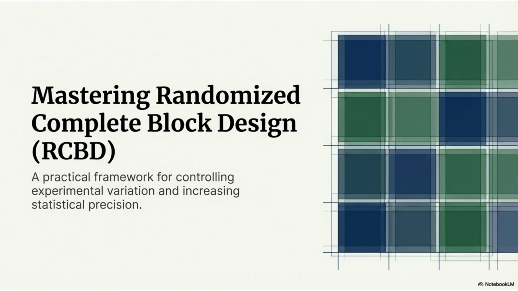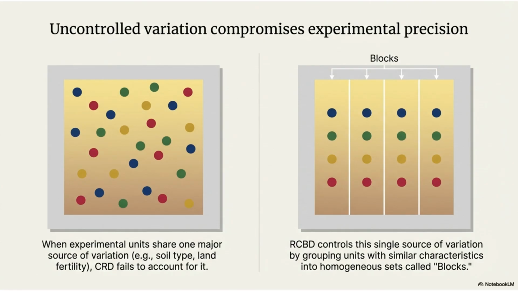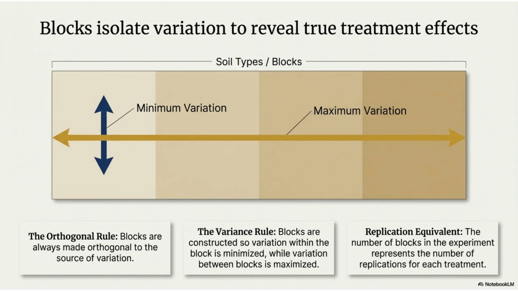This video will explore a practical framework for controlling experimental variation and increasing statistical precision. Uncontrolled variation compromises experimental precision. RCBD groups units with similar characteristics into homogeneous sets called blocks to control a single source of variation, which the completely randomized design fails to account for. Blocks isolate variation to reveal true treatment effects.